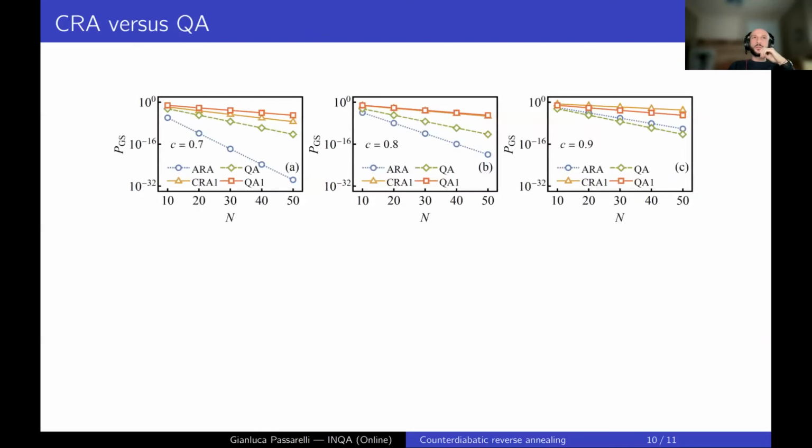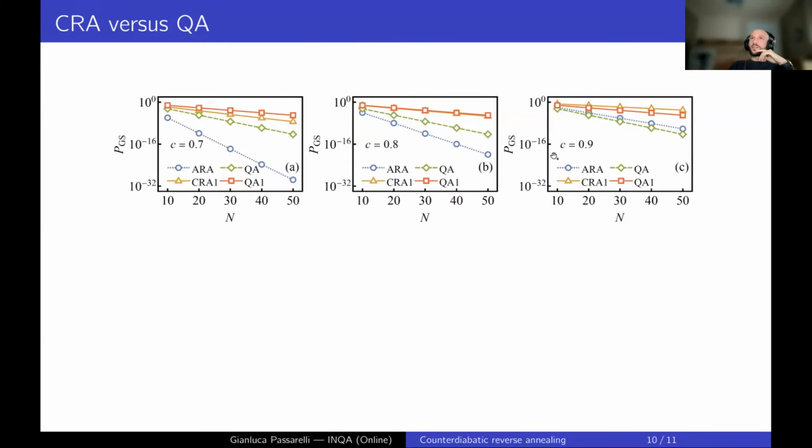Finally, what I want to show you is a comparison with quantum annealing, because of course, the main motivation of the work was to see if we could improve the performance of ARA at short times, making it competitive with quantum annealing. So as you can see, when the fraction C is 0.7, ARA is drastically outperformed by quantum annealing. And the same is true for the counterdiabatically driven protocols, but you see that the performance gap between these two protocols becomes much smaller compared to the unassisted case.